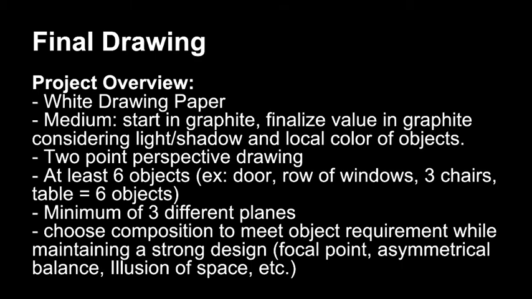We're going to have a 2-point perspective drawing. There needs to be at least 6 objects, so chairs, doors, windows, and a minimum of 3 different planes. And I'll kind of okay that, so it's going to have a floor and 2 walls, maybe. And we need to be really conscious of our composition. Does it have a foreground, middle ground, background? Does it have a good sense of balance? Does it have eye movement? So we might have to move some stuff around to create a good composition.